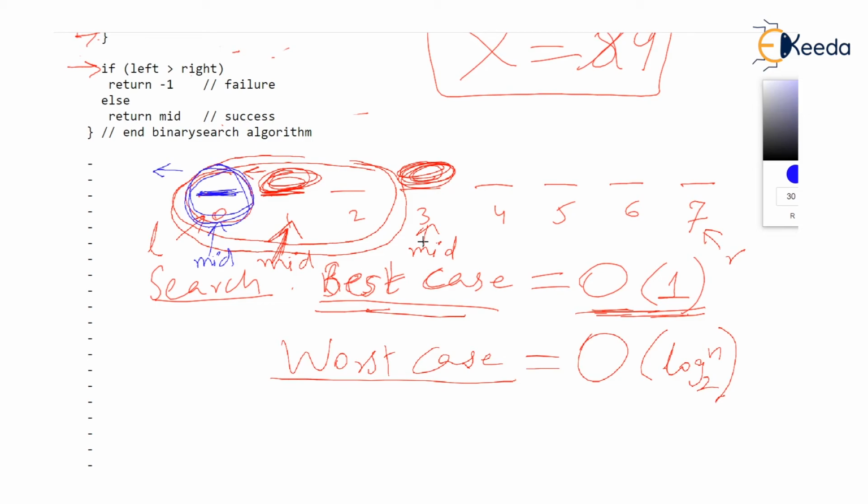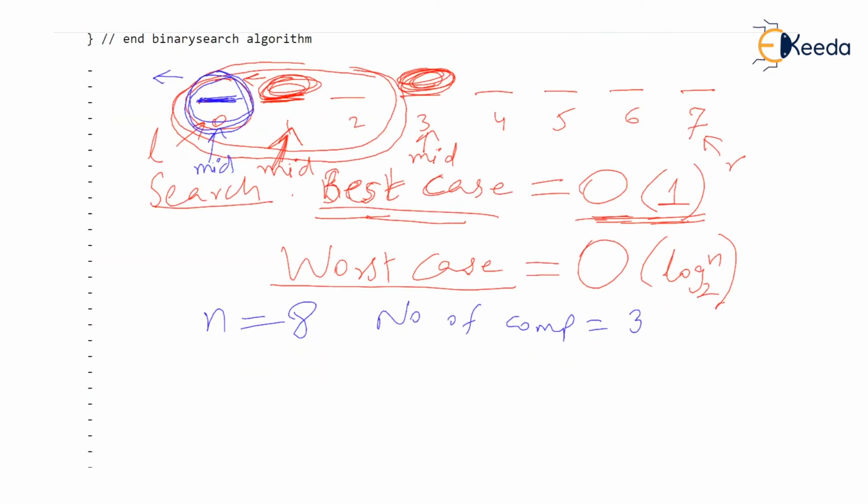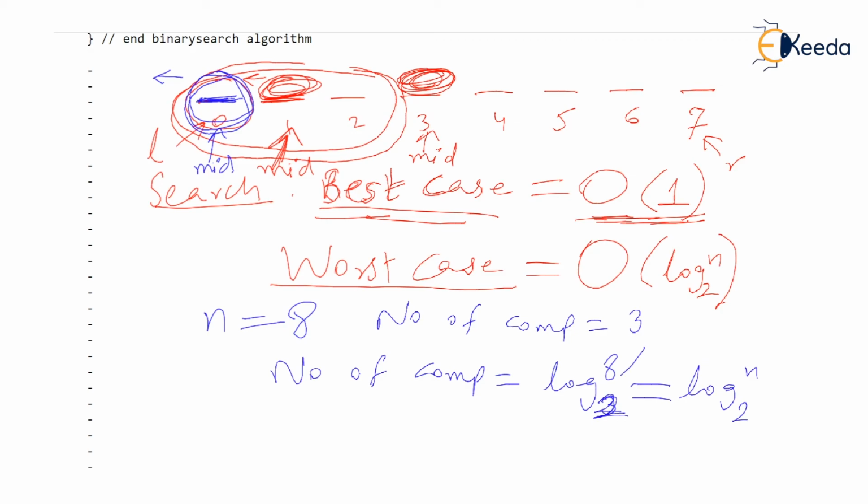So how many comparisons were really done? When n was 8, when the size of the array was 8, the number of comparisons done was 3. Isn't it so? So can you find any relation between this n and 3? Yes. The number of comparisons is indeed equal to log of 8 to the base 2. In general, it is log of n to the base 2. I'm so sorry for the slip. Log of n to the base 2, because log of 8 to the base 2 is 3.